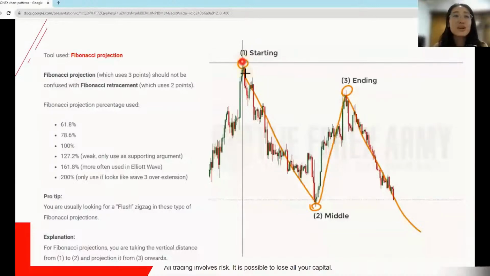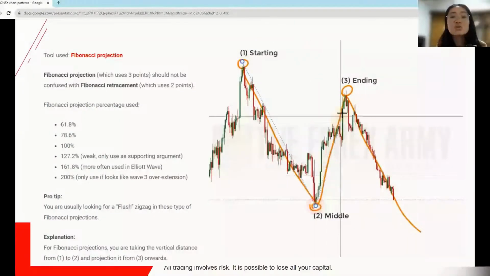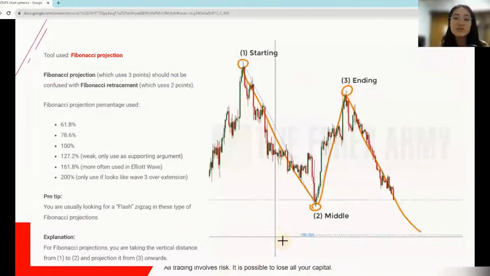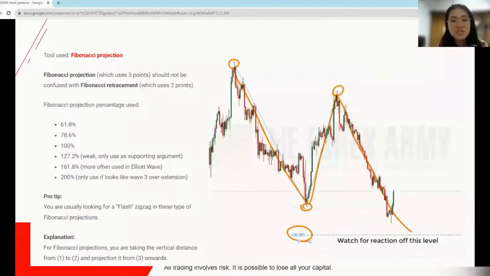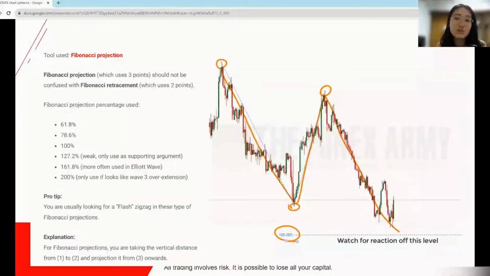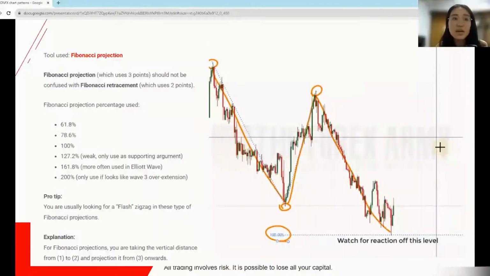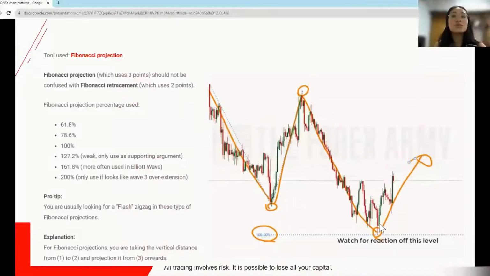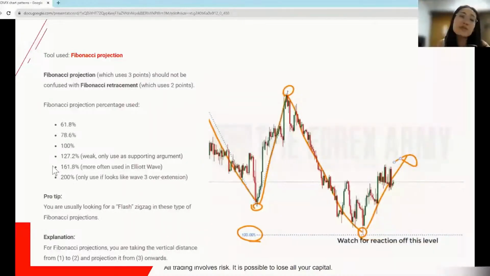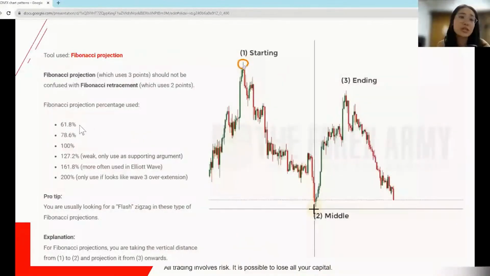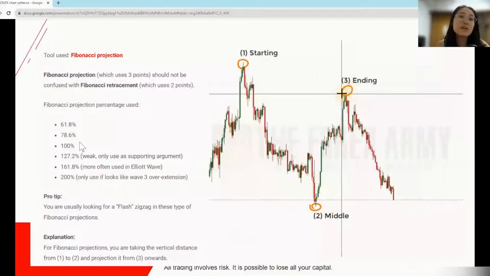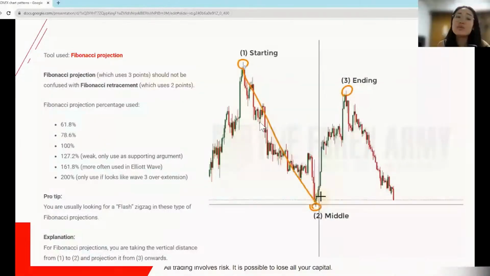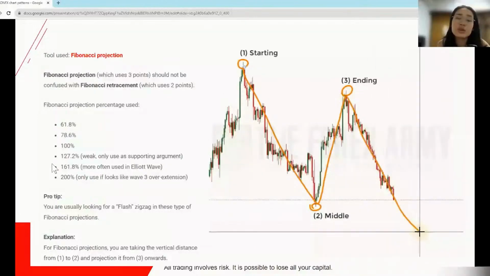So we have the Fibonacci projection, and this tool on MT4 is actually the Fibonacci extension tool. Ultimately, unlike the other three methods that we've gone through so far, this method requires 3 points. So we need the starting, the middle, and the ending point. For this technique, we use namely three percentages: 61.8, 78.6, and 100%. But if you're using Elliott wave, we also make use of the 161.8.